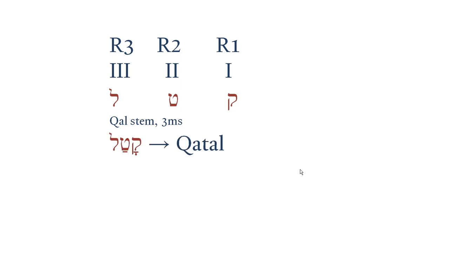So for the Qatal, notice that the third masculine singular in the Qal is Qatal. So the names of these verbs are simply transliterations of the Qal third masculine singulars. So we have Qatal, and that's also known as the perfect. The Wekatal comes from when we put a vav in front of the Qatal form. So we have Wekatal.